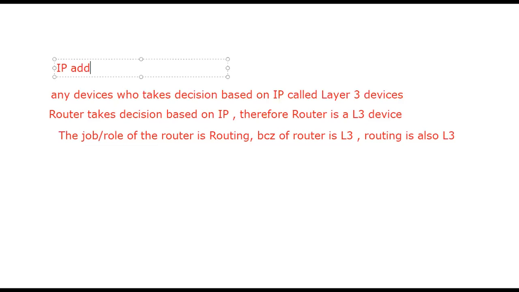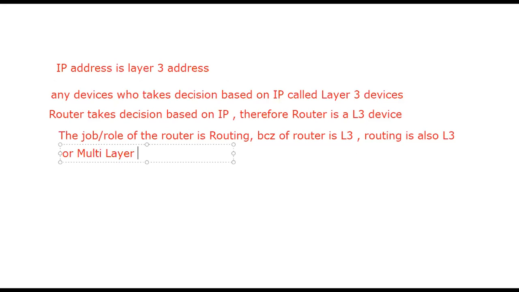IP address, layer 3 address. So the role of the router is routing, therefore routing is also layer 3. The same applies to a multi-layer switch, which we call MLS. We'll talk more about this.